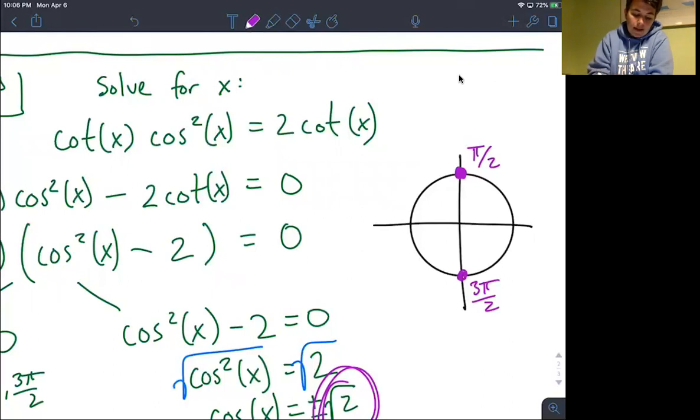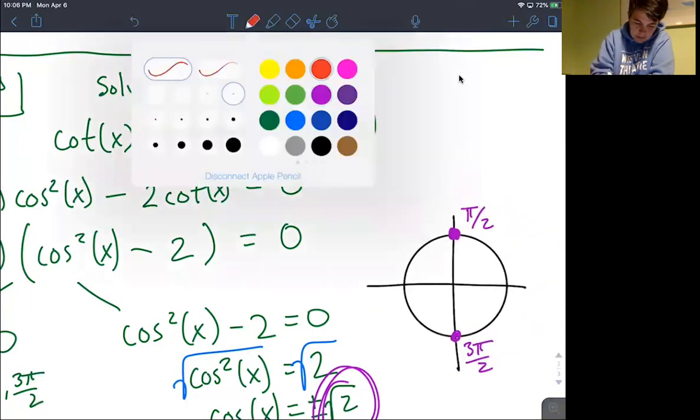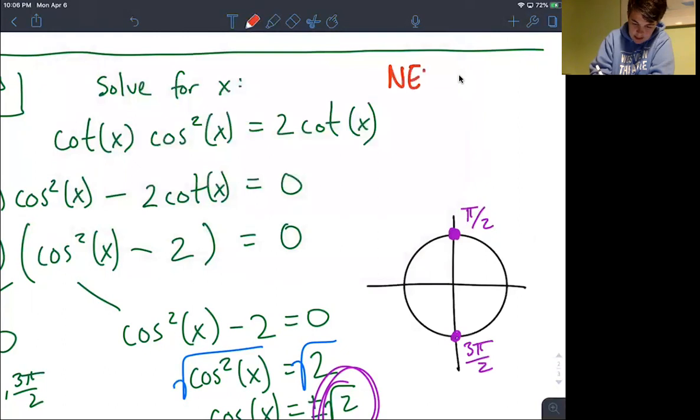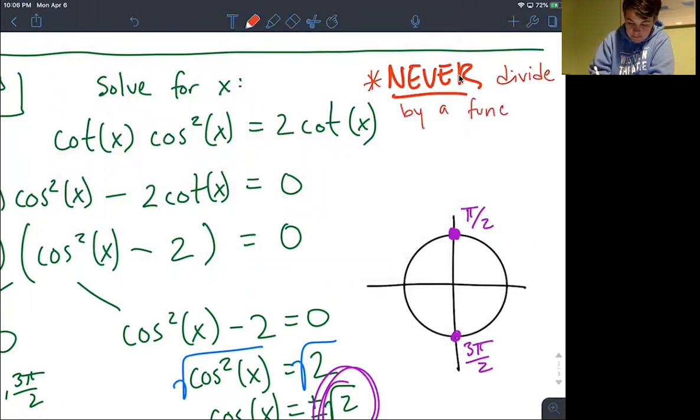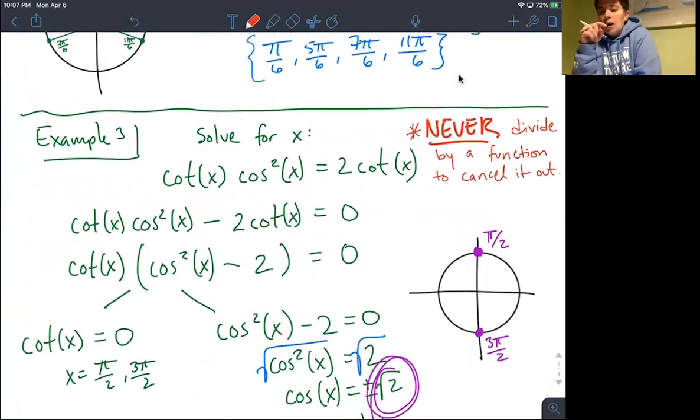In fact, I need to write us a little note up here in red. I'm going to scoot my unit circle down a little bit. Here's my note. It starts with bold letters. Never. What do you never want us to do, Miss Ray? Oh, I'm about to tell you. Never, ever, ever divide by a function to cancel it out. So when you are solving trig identities or trig equations with trigonometric functions, never, ever, ever divide a function to cancel it out.